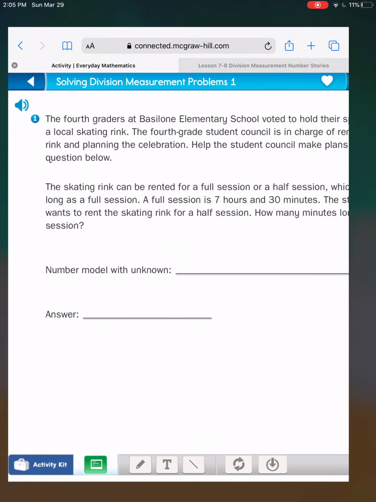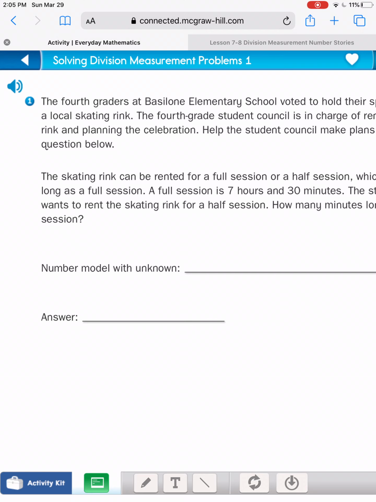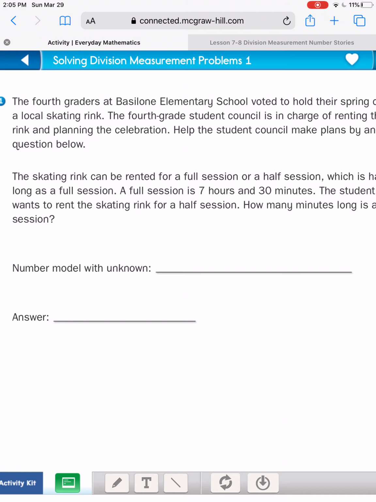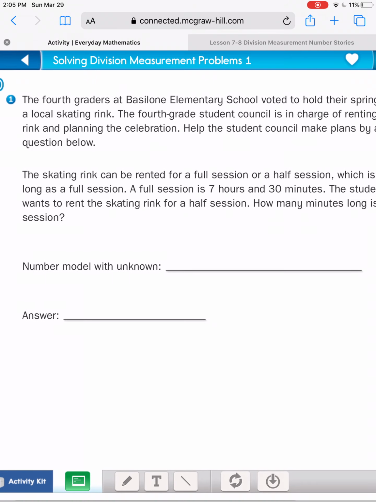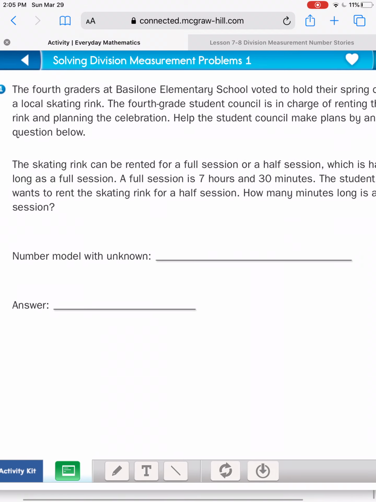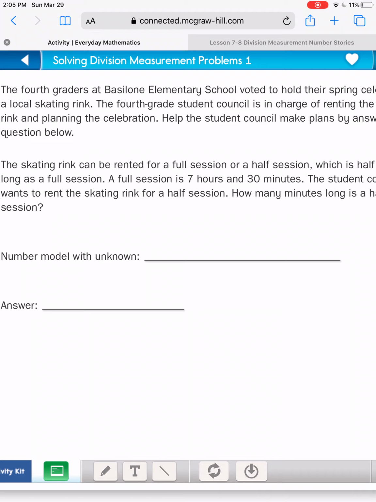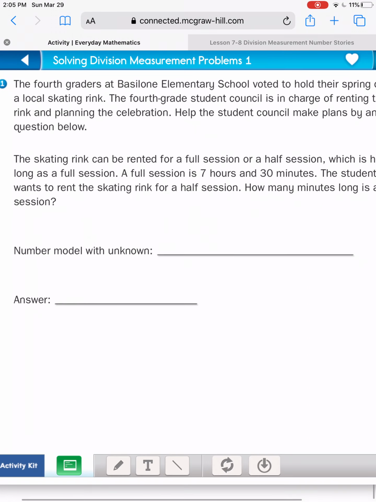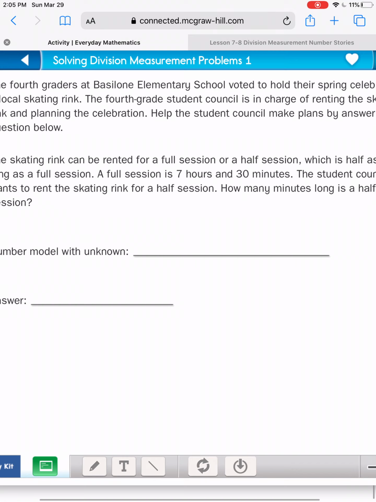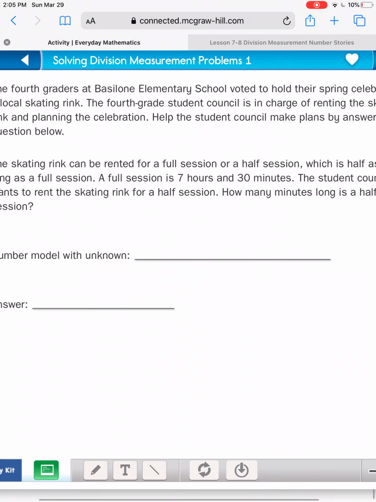Here we go. The 4th graders at Basilone Elementary School voted to hold their spring celebration at a local skating rink. The 4th grade student council is in charge of renting the skating rink and planning the celebration. Help the student council make plans by answering the question below. The skating rink can be rented for a full session or a half a session, which is half as long as a full session. A full session is 7 hours and 30 minutes. The student council decided that they want to rent the skating rink for a half session. How many minutes long is a half session?